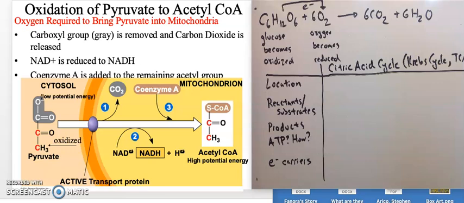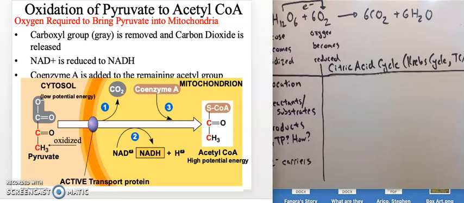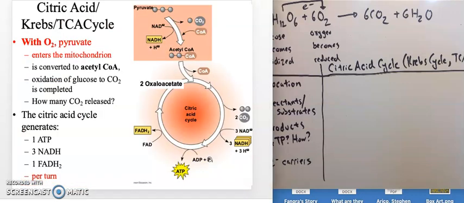But I want you to note that pyruvate oxidation and all of the other subsequent steps are dependent on the presence of oxygen. So the next step that we're going to talk about is the citric acid cycle. Again, oxygen has to be present for this to happen, although oxygen is not a reactant. Okay? So where this is happening is in the mitochondrial matrix.